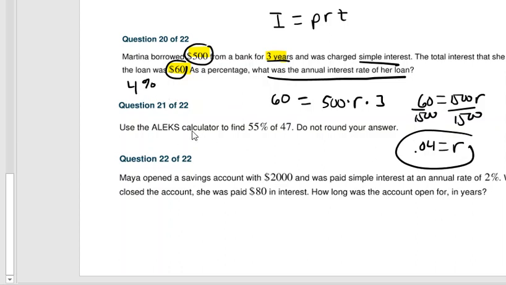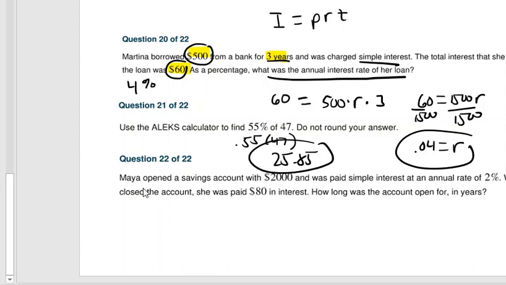Okay, the next one, use the ALEKS calculator to find 55% of 47. So for that one, you're just going to do 0.55 times 47. And that gives you 25.85.